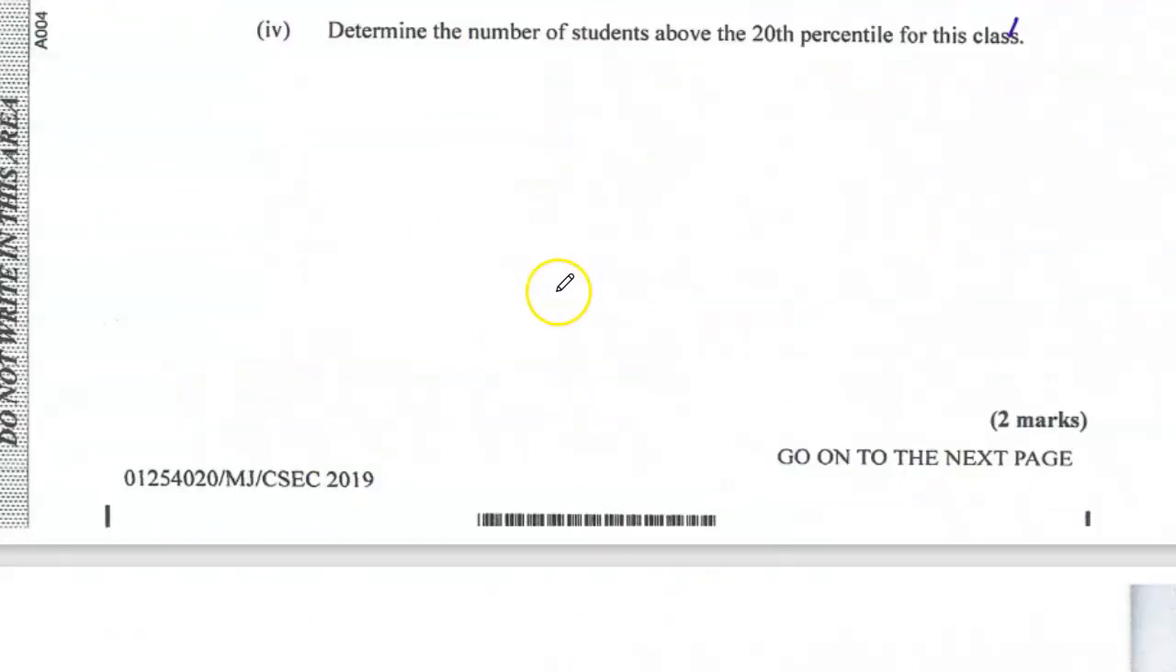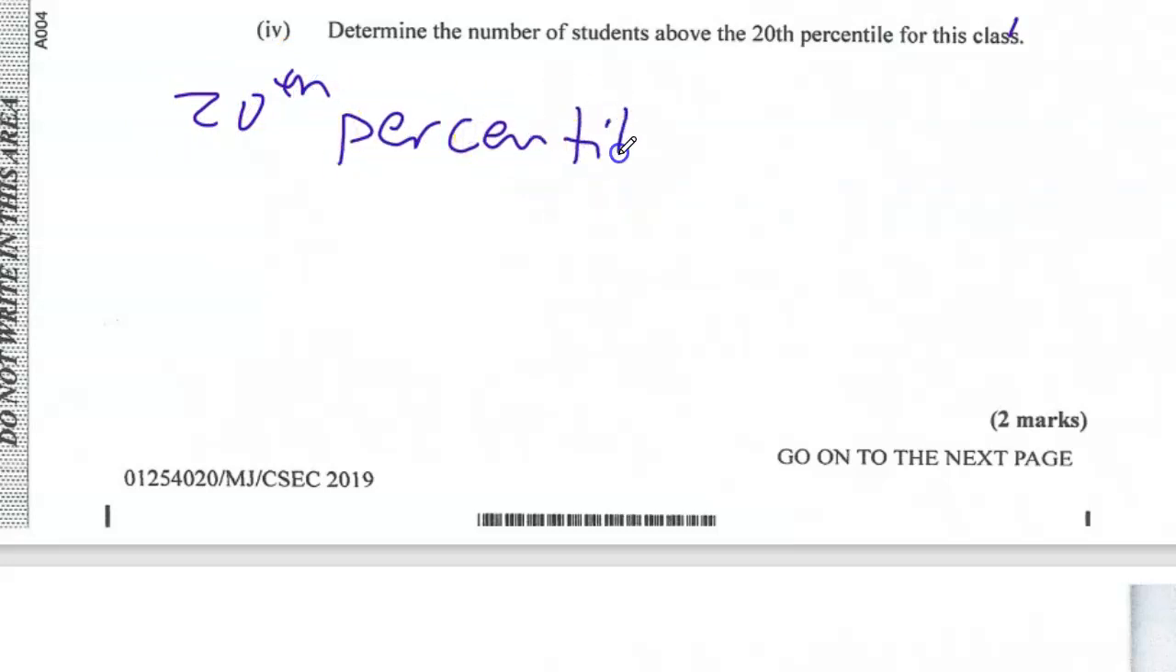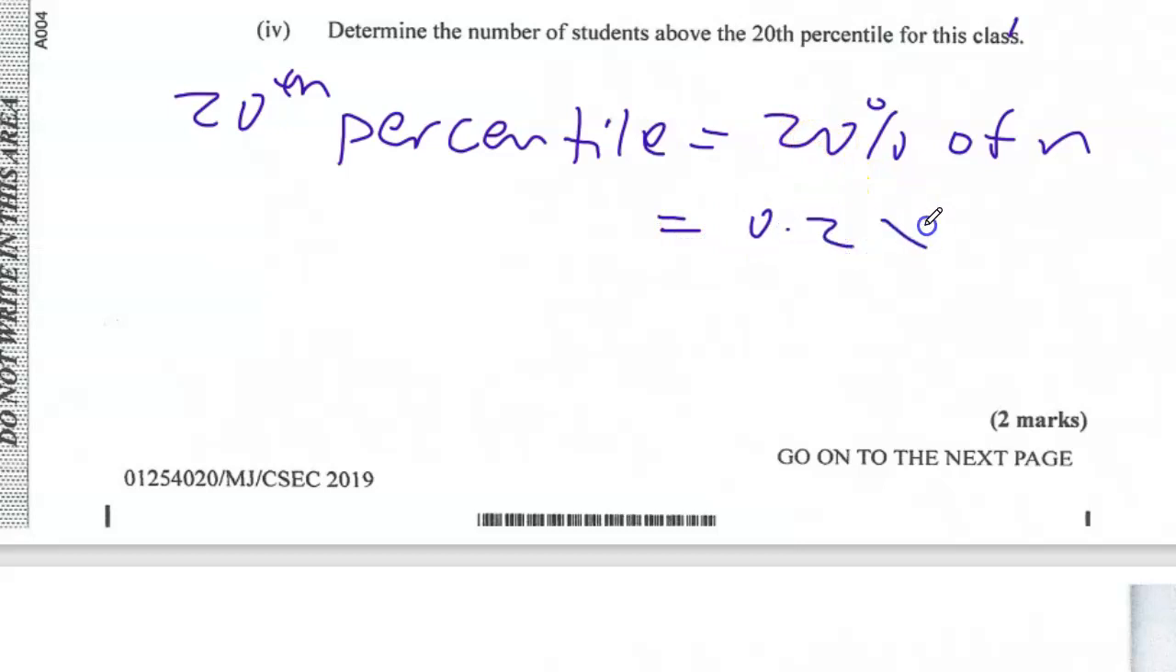Next, determine the number of students above the 20th percentile of this class. So let's find the 20th percentile. That would be 20% of the total amount, so 20% of n. How many students are in the class again? 20% is 20 over 100, so that's 0.2 times 29. The combined amount in the class was 29. So 0.2 times 29 would give us 5.8. So we'll look for the 6th value.